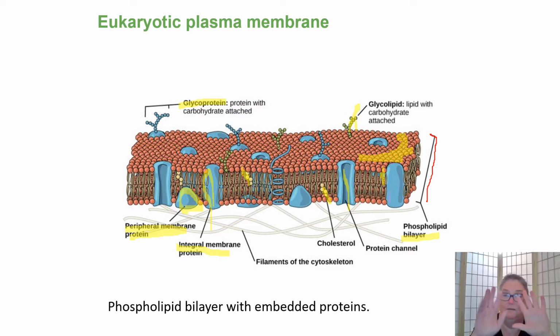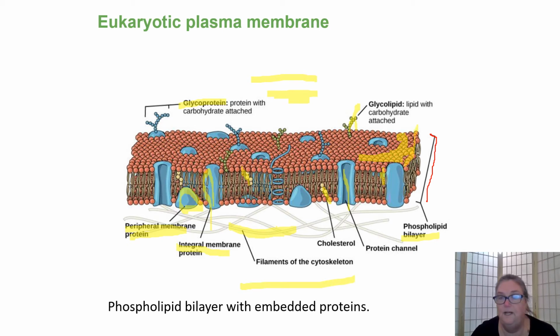So fluid means that it moves around, right? It's not a stack of bricks. These are molecules that can move around. And mosaic meaning this is made of lots of small things put together. All right, we see the filaments of the cytoskeleton. This is the inside of the cell. This is the outside. So we have an aqueous environment outside and we have an aqueous environment inside.